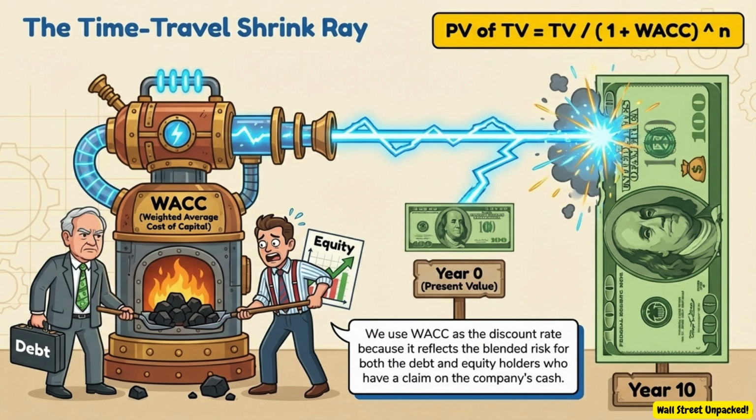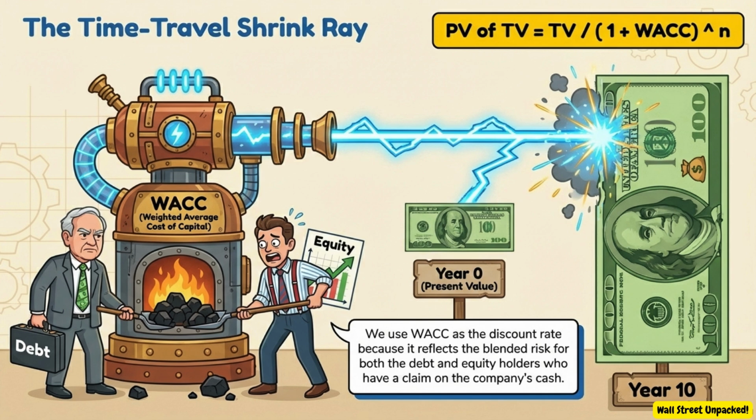But listen, there is one last, absolutely crucial step we have to take. We have to bring that value, which exists 5 or 10 years from now, all the way back to what it's worth today. And this is where the time value of money comes into play. So here's the formula we're going to use. The present value of the terminal value is just that terminal value we calculated, and we divide it by a discount factor. That factor is 1 plus the WACC, all raised to the power of n, where n is just the number of years in our forecast.